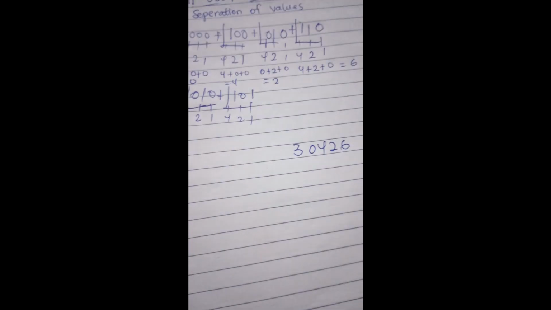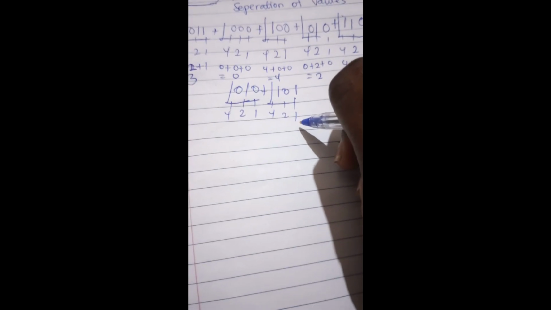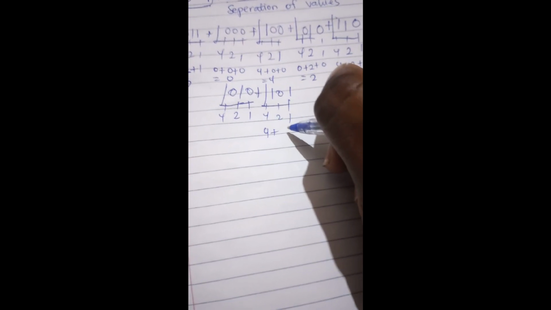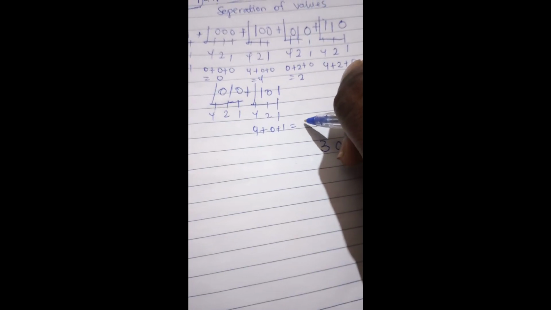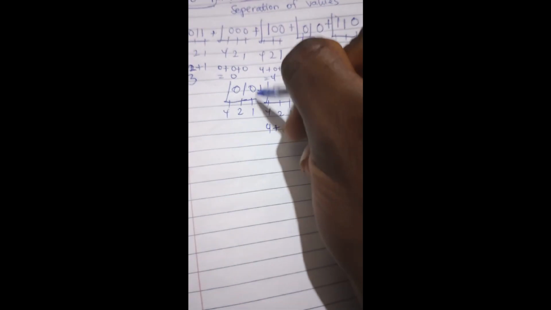Now here, the 4 maps to 0, which is the same as 0. But when the 2 maps to 1, it is the same as 2. When 1 maps to 1, it is the same as 1. So 2 plus 1 plus 0 is the same as 3. 4 maps to 1, so we have 4. 2 maps to 0, so we have 0. 1 maps to 1, so we have 1. That is how we go about it. So whenever any number maps to 0, it is 0. When a sequence of powers maps to 1, it is 1.